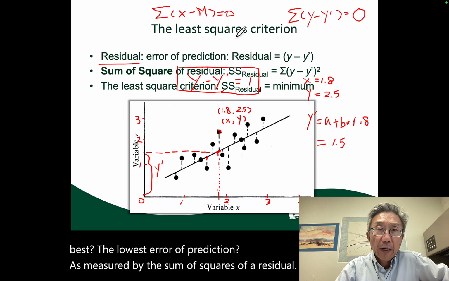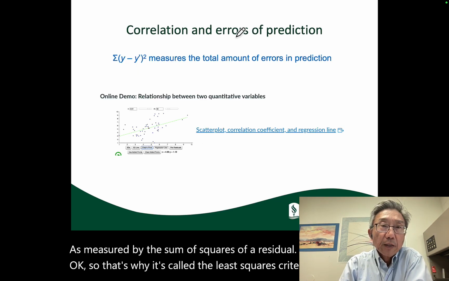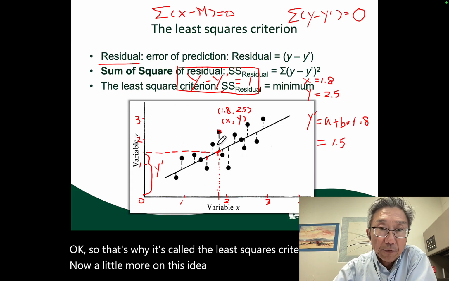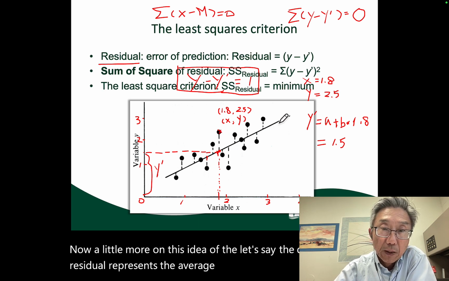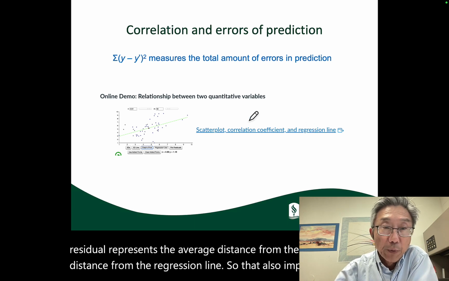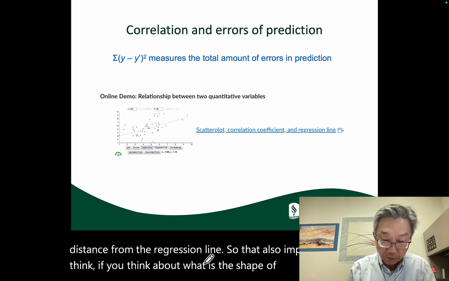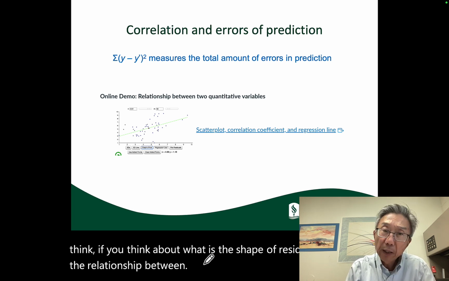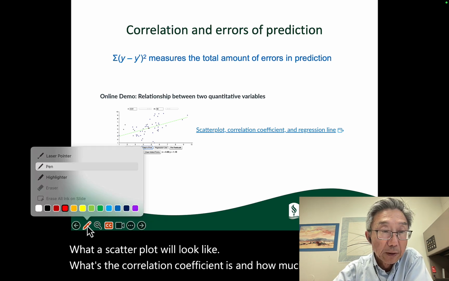Okay, so that's why it's called the least squares criterion. Now, a little more on this idea of the distance. The residual is the vertical distance from the regression line. So that also implies, if you think about the shape of the residual, it's the relationship between what a scatter plot looks like, what the correlation coefficient is, and how much information we can predict.